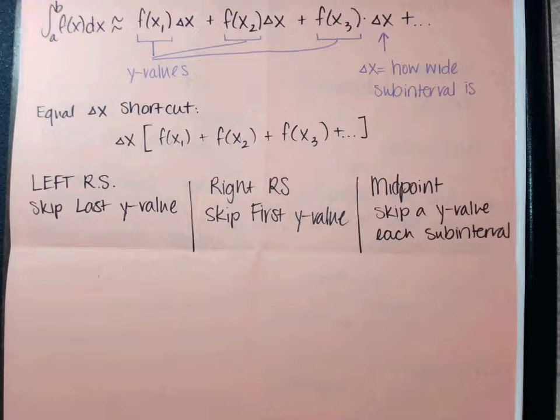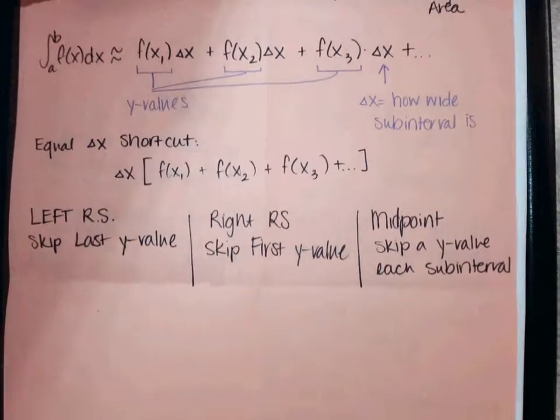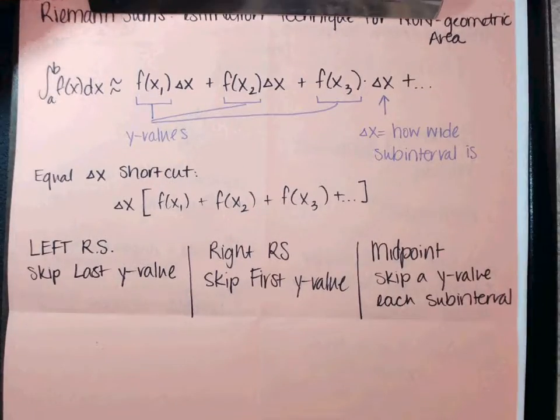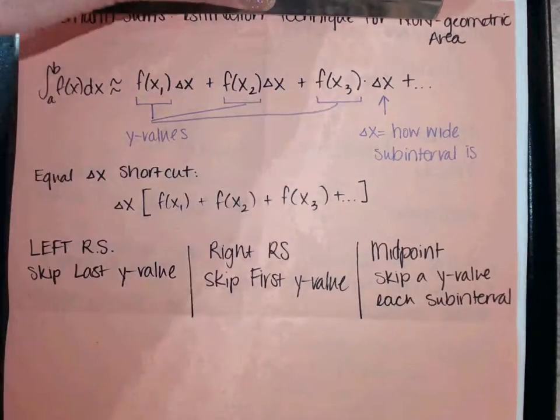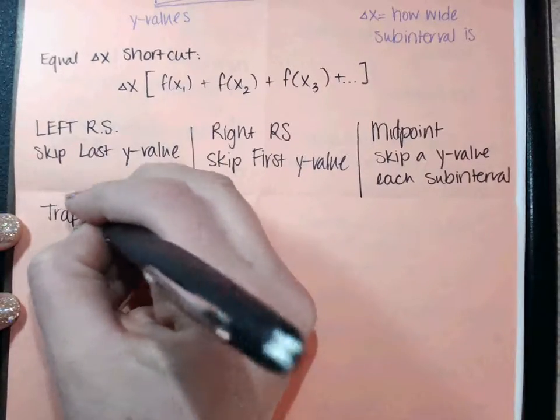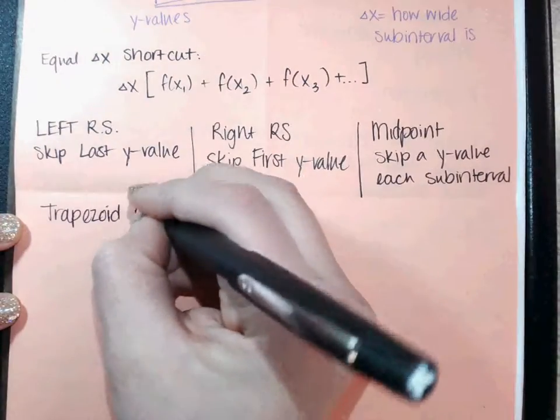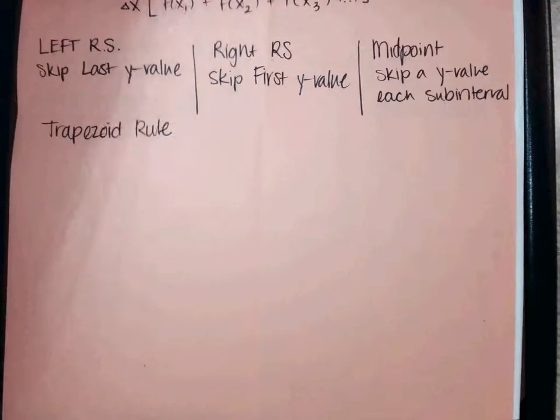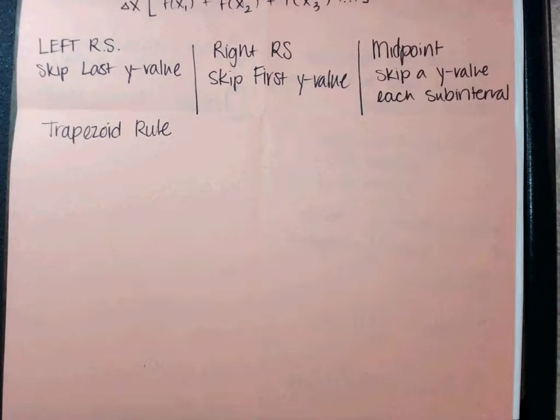Then also remember, another thing that you can check is if your area is too big or too small. And remember, you would just have to draw a picture for that. Okay? All right, what was the other rule that we learned? Besides using rectangles, what other shape can we use? Trapezoid. Okay, trapezoidal rule. And remember that this is also a way for you to estimate those non-geometric areas, but this one tends to be a little more accurate.